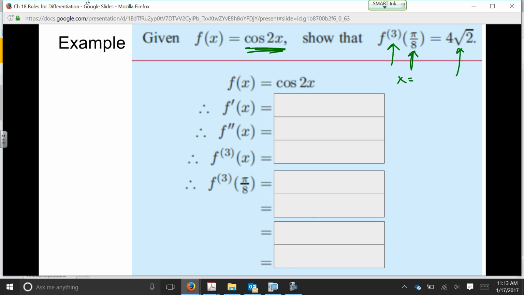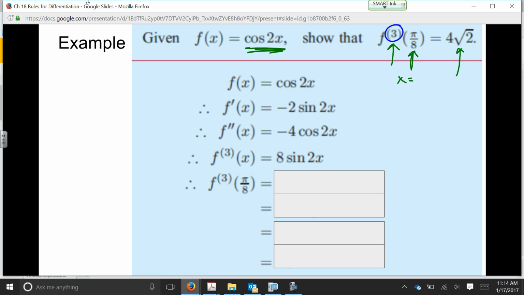So hopefully you recall that when you have the cosine of 2x, the derivative of that is going to be negative 2 times the sine of 2x. And now we're going to take the derivative of that as well, and that's going to be negative 4 times the cosine of 2x. That's the second derivative, but again, we're looking for the third derivative here. So we'll go just one more here, and we get 8 sine of 2x. If you're having trouble with those derivatives, go ahead and take a look back at the previous sections to help you out with that. Now we're going to come in and we're going to plug in pi over 8.